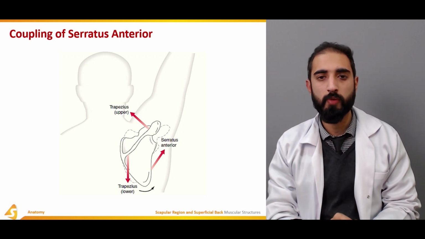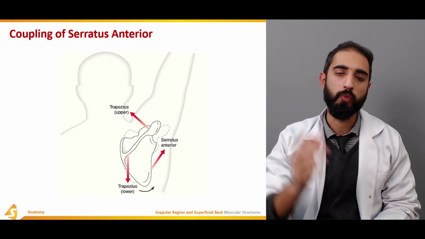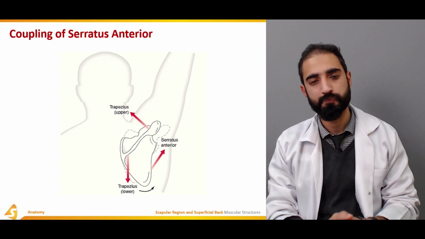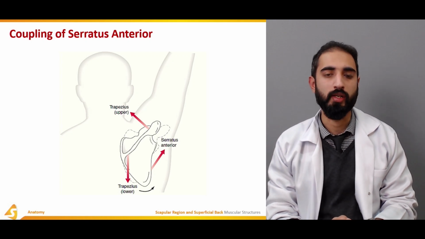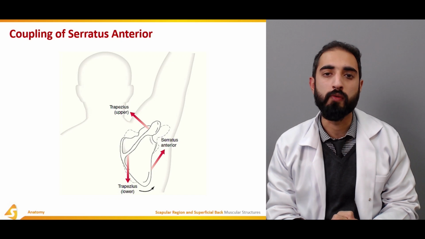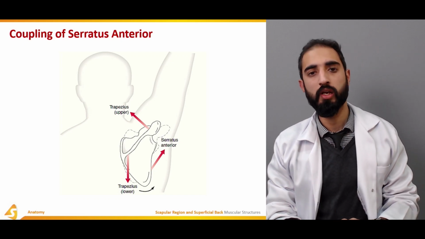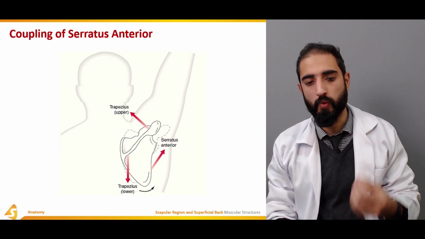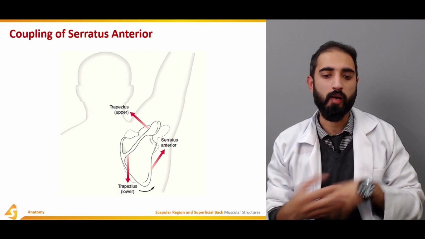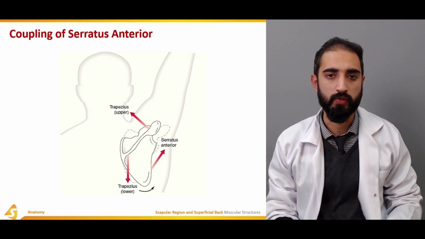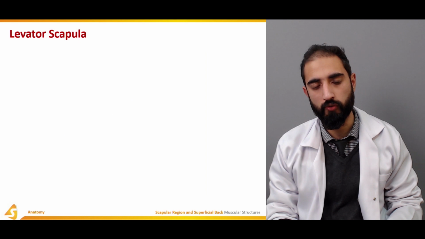So elevation of the glenohumeral joint means the upward movement of the humerus, which includes two movements, which are flexion and abduction, and these are the two movements which are involved in most of our activities of daily living involving the upper extremity. So that is why upward rotation is very necessary, and that is why the coupling of these three muscles is very important for smooth and efficient movement of the scapula as well as the glenohumeral movement.